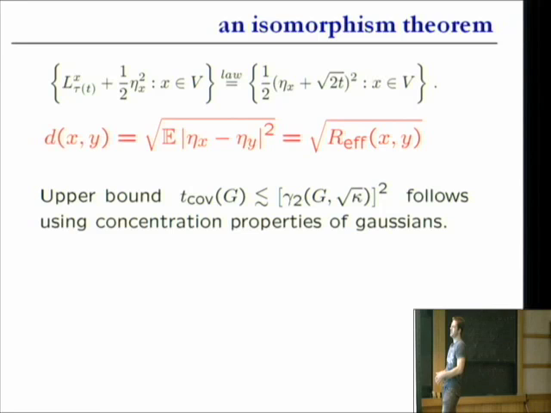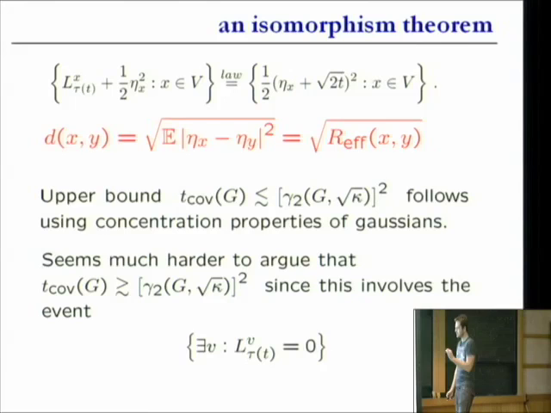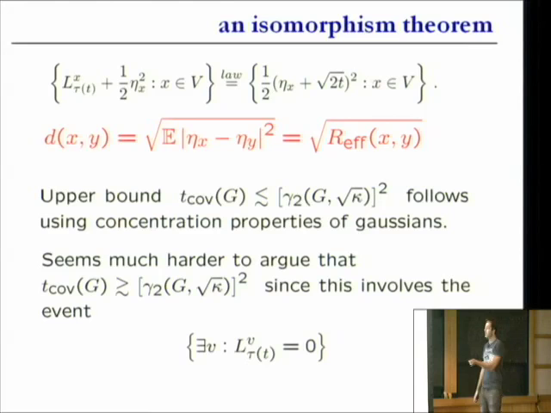The lower bound is significantly more difficult. So what does the lower bound involve? It involves this event. I want to be able to say that if the random walk runs for some amount of time, which is this divided by 10, then some vertex is not visited with constant probability. I want to say that there exists a vertex which is not visited, and this relationship is far too coarse to get at this. There are a lot of fluctuations here. The fact that something is zero is a very precise kind of event. So it seems far too coarse to get at this directly.